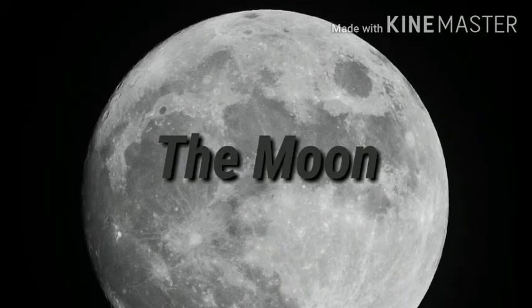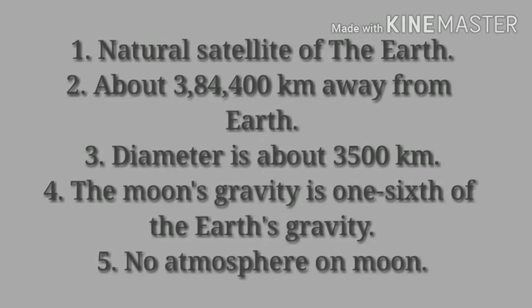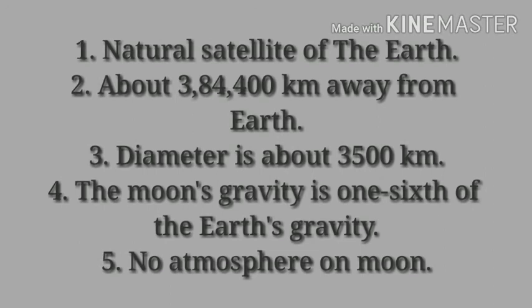Now our next topic is the moon. You know that the moon is the natural satellite of the earth. The distance between the moon and the earth is about 3,84,400 kilometers. The moon's diameter is about 3,500 kilometers, and the moon's gravity is 1/6 of the earth's gravity.